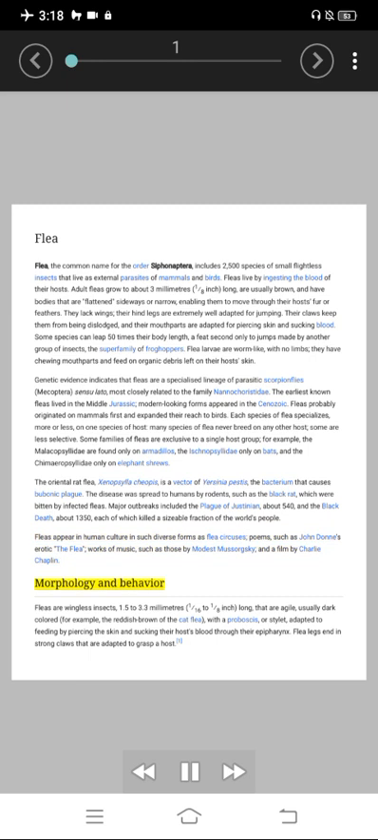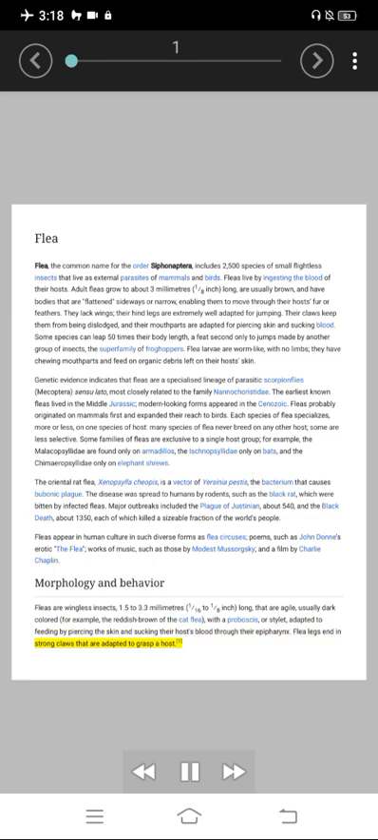Morphology and behavior. Fleas are wingless insects, 1.5 to 3.3 mm, 1/16 to 1/8 inch long, that are agile, usually dark-colored, for example the reddish-brown of the cat flea, with a proboscis, or stylet, adapted to feeding by piercing the skin and sucking their host's blood through their epipharynx. Flea legs end in strong claws that are adapted to grasp a host.